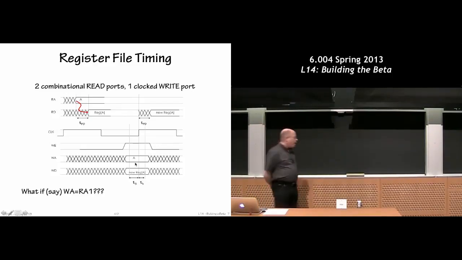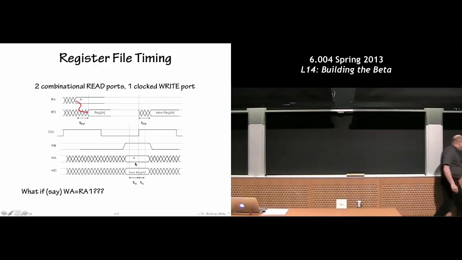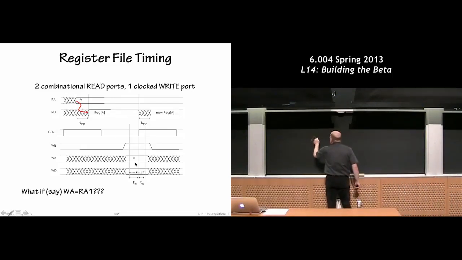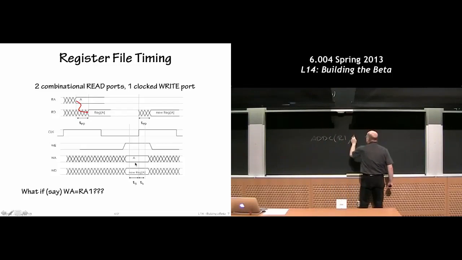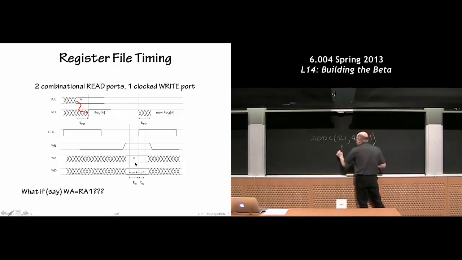A question that you will probably ask yourselves is, what happens if I have an instruction that looks like this? Say I want to do an ADDC of R1, add 42 to that, and write it back into R1. Is there a problem if the write address, which is coming from the RC field, is the same as the read address? And the answer is no.